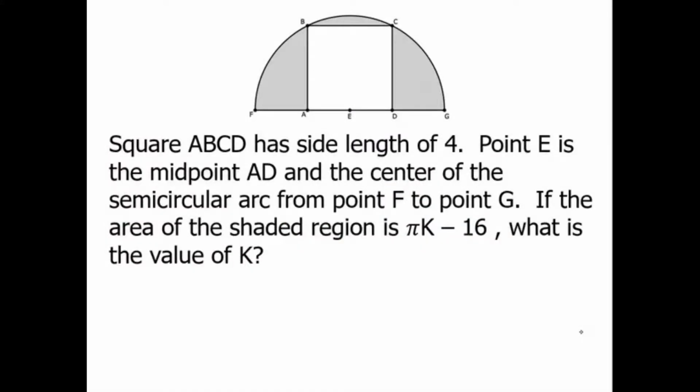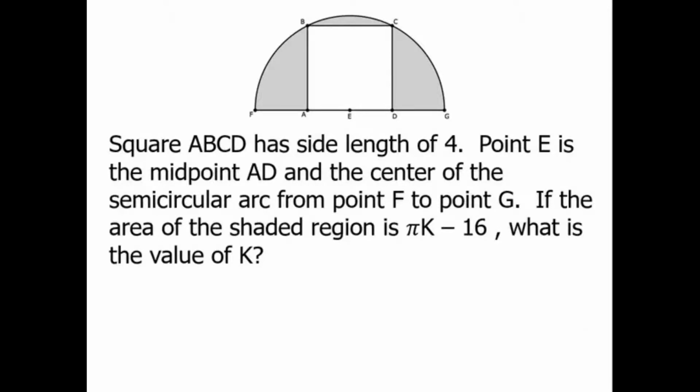Square ABCD has side length of 4. Point E is the midpoint of AC and the center of the semicircular arc from point F to point G. If the area of the shaded region is pi k minus 16, where 16 of course is the area of the square, what is the value of k?